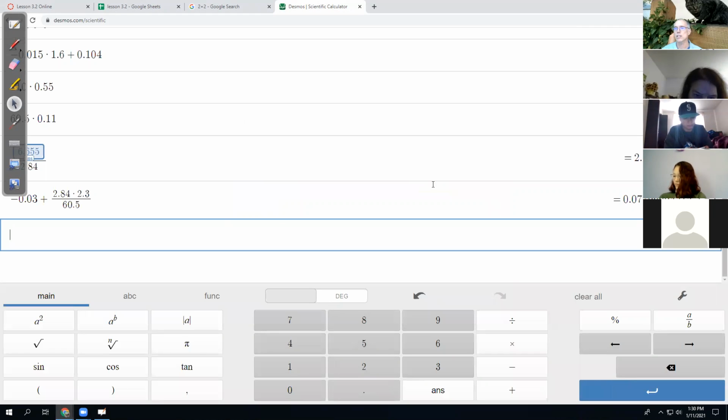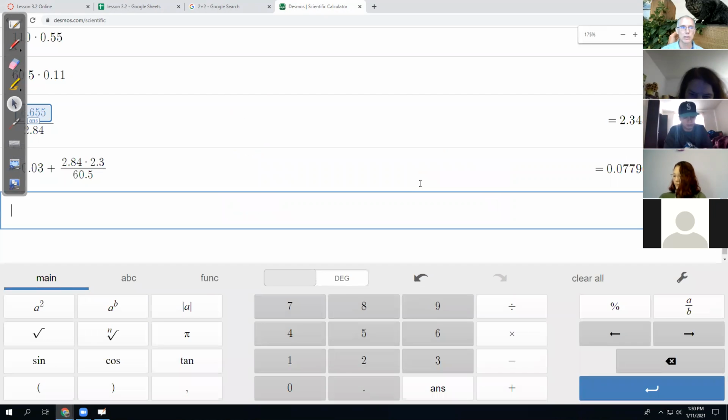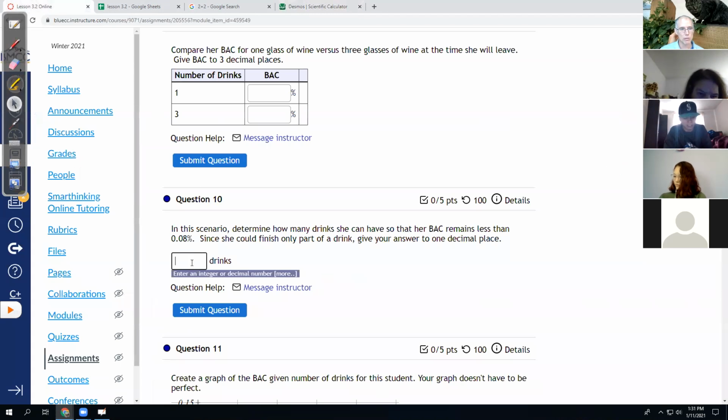You can read that. Oh, that was interesting. I tried to blow it up. Yeah, so I'm a little under 0.08. Looks good. I think I did it right. Oof, that was a lot of work.